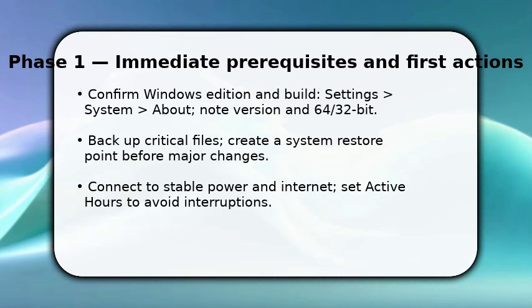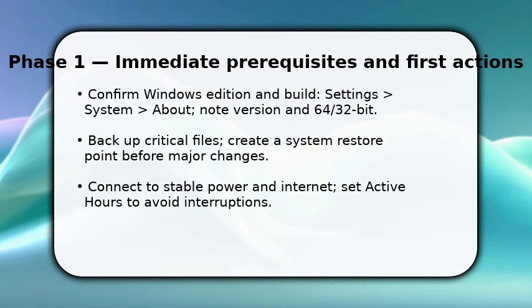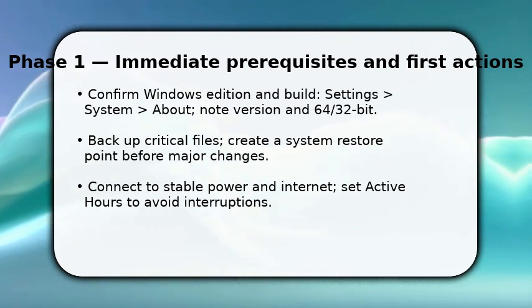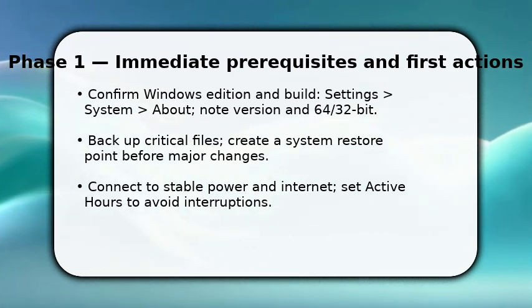Enjoy the video. You start by confirming the Windows edition and build so you know which settings apply. Open Settings, System, About, and note version and 64-bit versus 32-bit. Once done, make a quick backup or create a restore point. This prevents data loss if an update misbehaves.